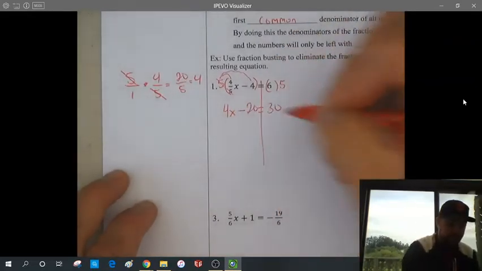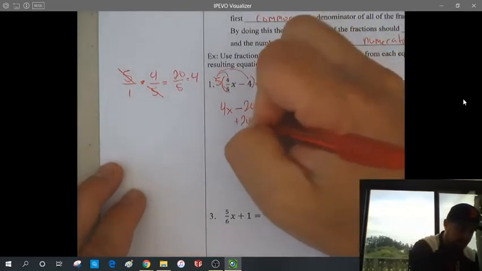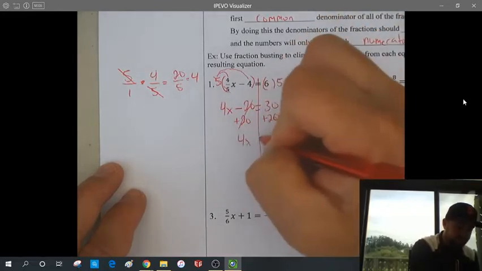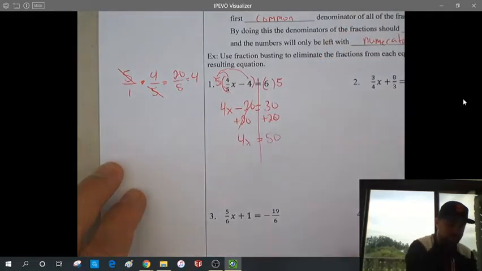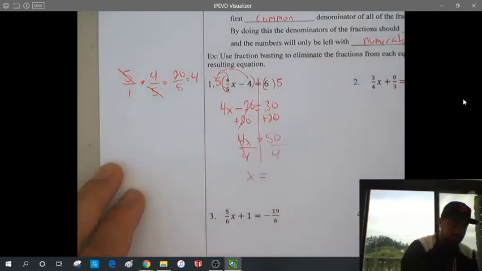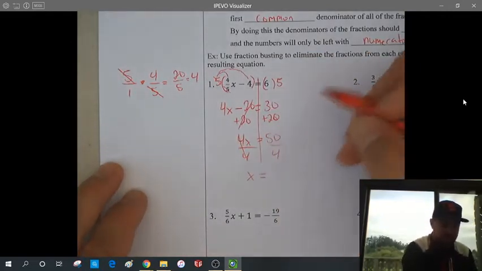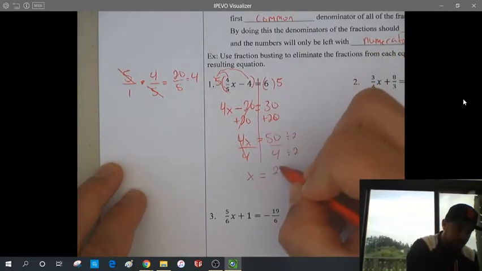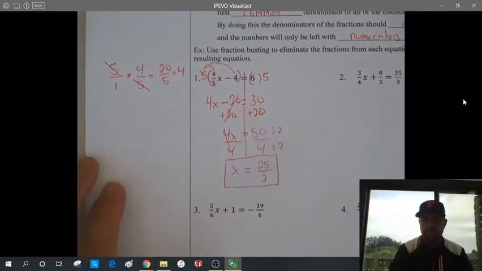So now it becomes a two-step equation that doesn't have any fractions in it. So here I can add the 20 to both sides. I get 4x is equal to 50. And then divide by 4 to both sides. Which 50 doesn't divide evenly by 4, but I can reduce by dividing by 2 on top and bottom. So if I divide by 2, I get 25 over 2, and that would be a reduced fraction that I could leave as my answer.